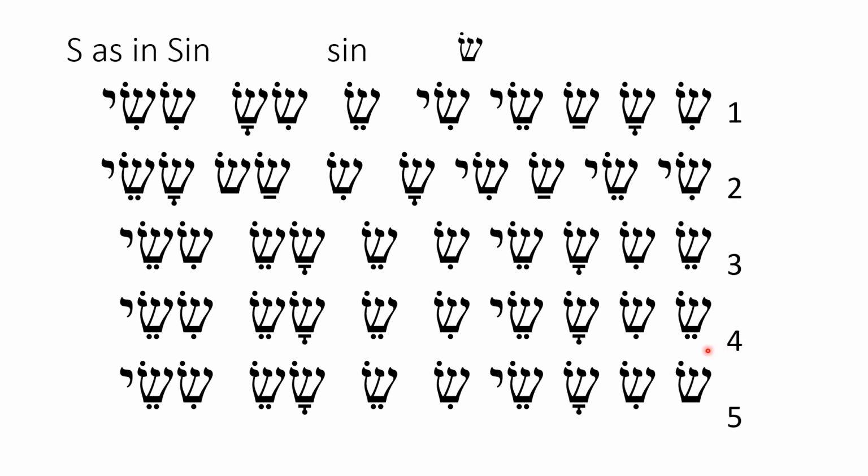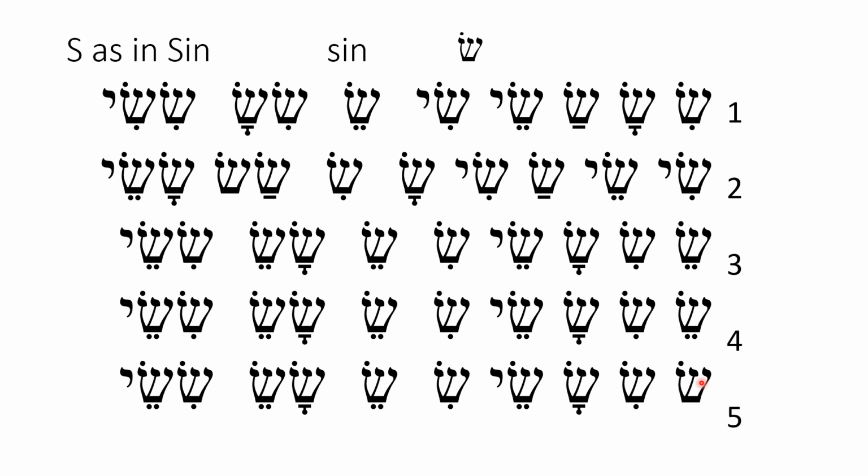Line 4, say, si, sa, say, si, say, sa, say, si, say, si, say. Line 5. Now, did you get this one? If you recognize this as the vowel O doing double duty as the dagesh for the sin, then you would have gotten it right, and you would say so, S-O, so here.